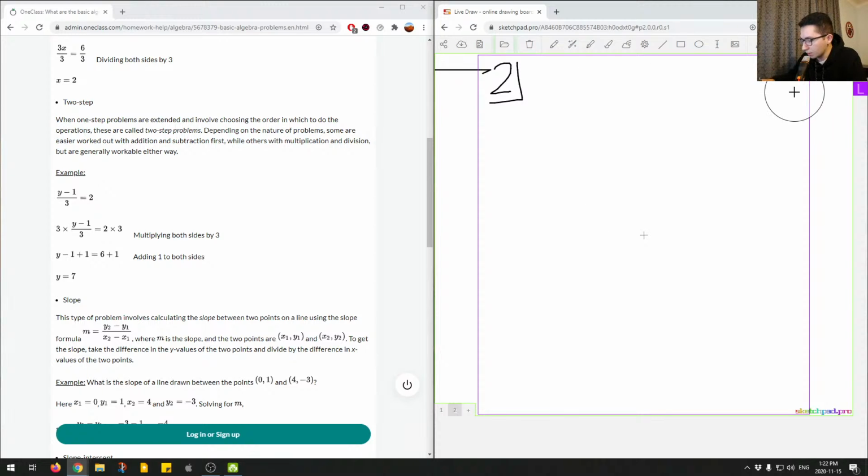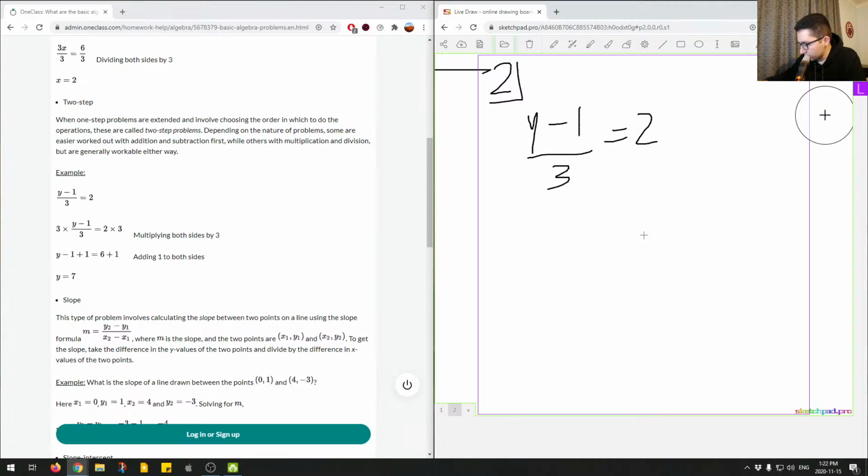Okay, so we have this equation, (y minus 1) divided by 3 is equal to 2. So we want to isolate for y. The first step is multiplication. We want to get rid of the 3 in the denominator. So we multiply both sides by 3.